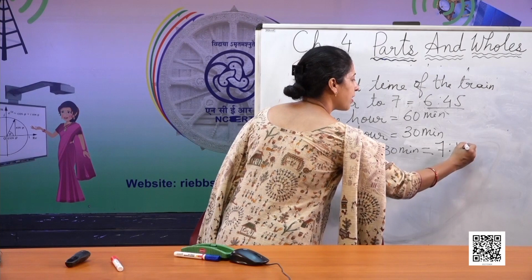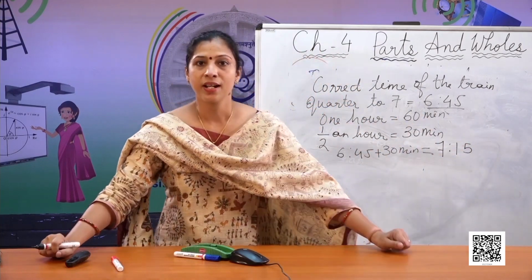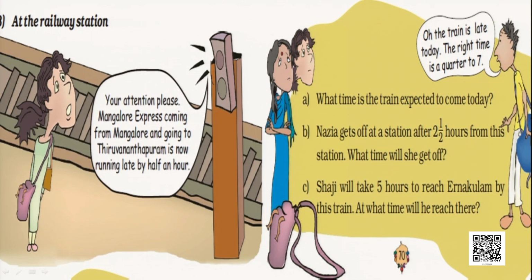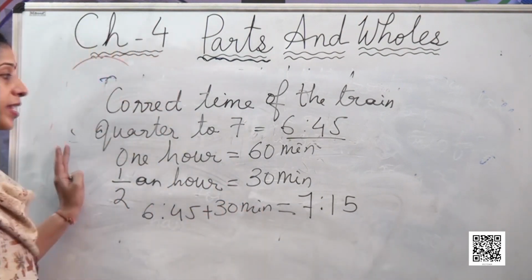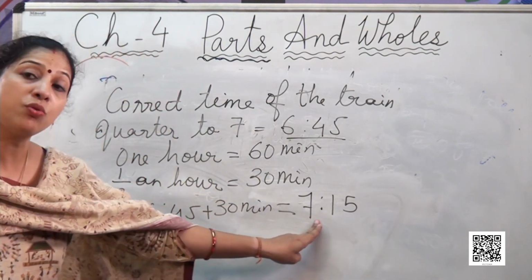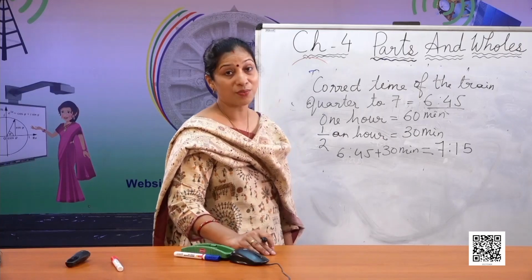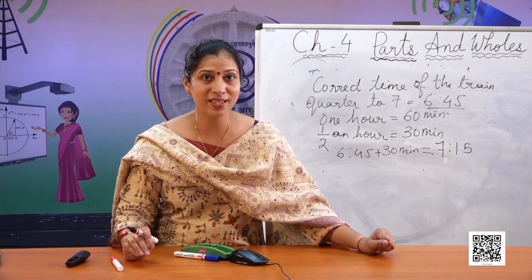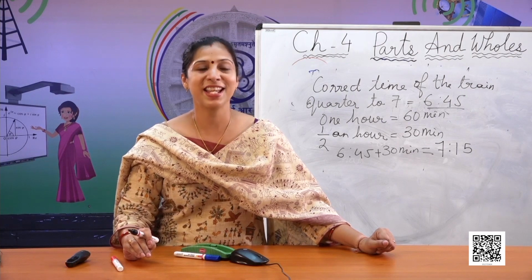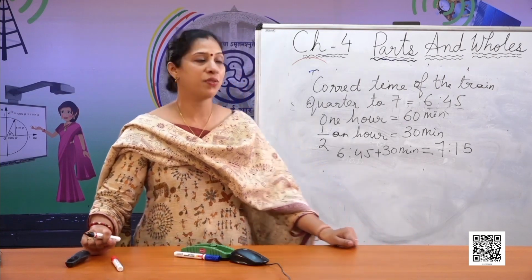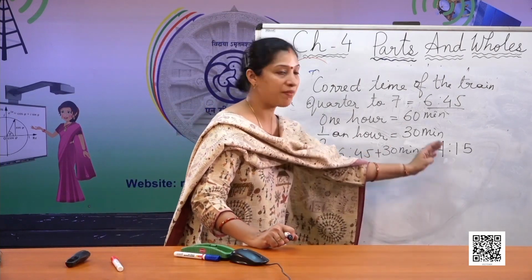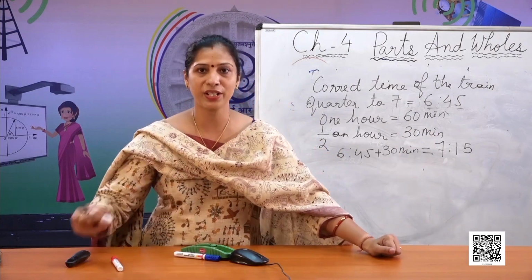So, the correct time was 6:45. Now, it will reach at 7:15. Now, Nazia gets off a station after 2.5 hours from this station. What time will she get off? The train reaches this station at 7:15. Nazia gets down after 2.5 hours of this station. So, what will you do? After 2.5 hours means you have to add. So, you have to add 2.5 hours to 7:15 to get the answer. You can do it on your own.